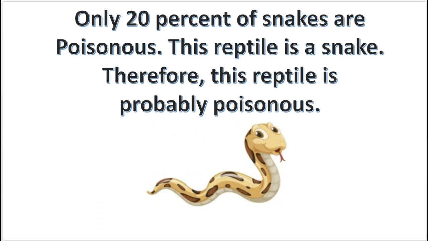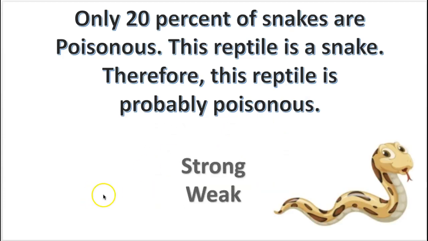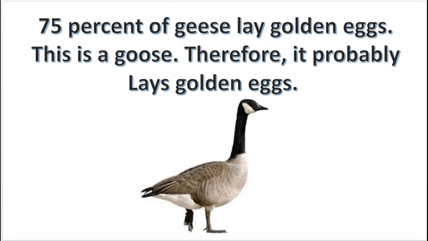Well, here's another practice problem. Listen to this argument. Only 20% of snakes are poisonous. This reptile is a snake. Therefore, this reptile is probably poisonous. Now question, is this argument strong or weak? Press pause because the answer is 3, 2, 1. That's correct. It is a weak argument. Notice that the conclusion only follows with a 20% probability. All right, here's another practice problem. Listen to this argument.